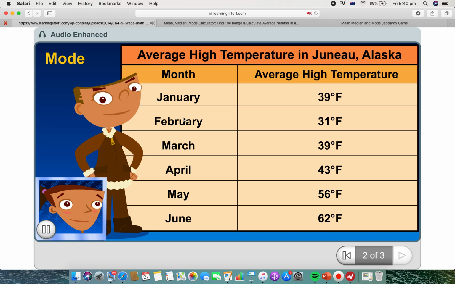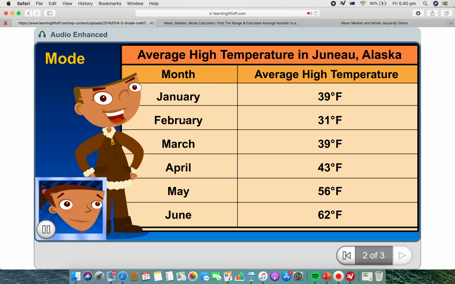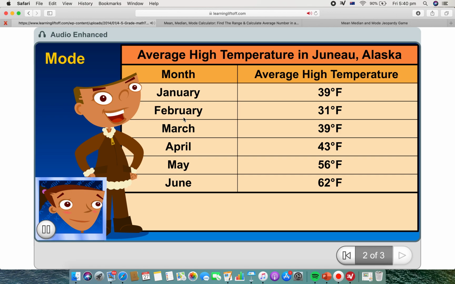Thanks, Serena. Hi, everyone. There can be one mode, more than one mode, or no modes at all in a data set. Take a look. This is the data set for the average high temperatures in Juneau, Alaska. To find if there is a mode, you want to find one or more values that appear more often than the other values. Give it a try.